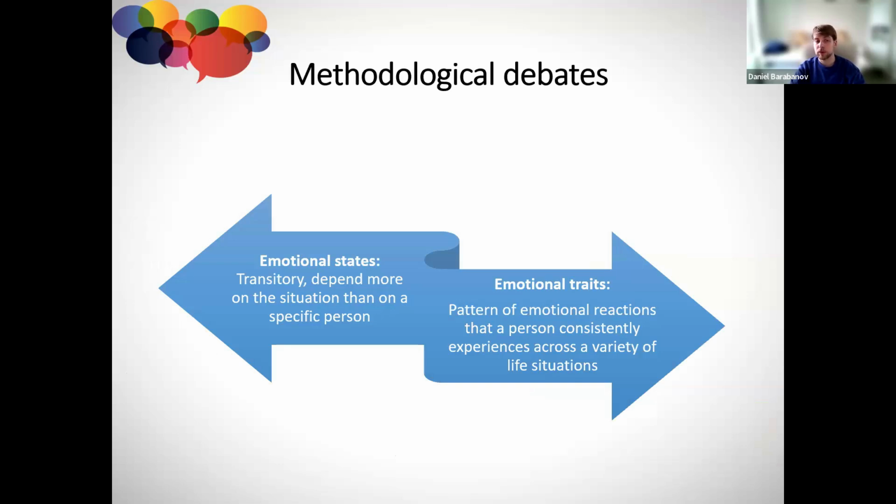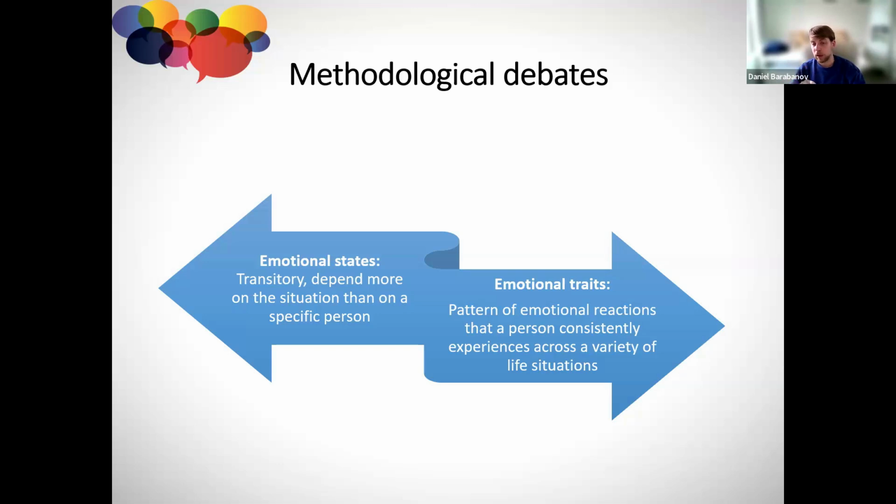So psychologists distinguish emotional states and emotional traits. Emotional states are transitory, and depend more on the situation or specific person. You got into a certain situation, and you experience a certain short-term emotion connected with this situation. For example, you wanted to cross the street, but the traffic light became red, and now you're getting late, and you experience frustration, right? It's an emotional state in a certain situation.